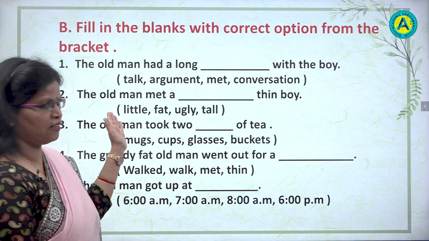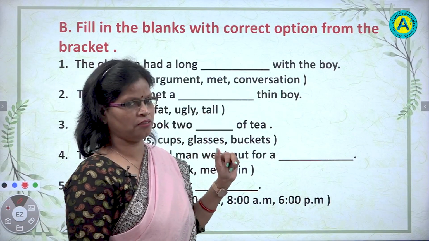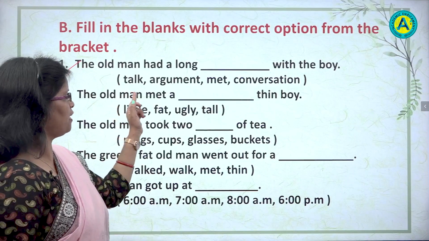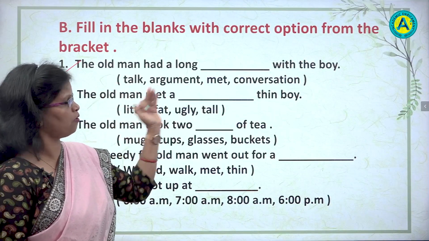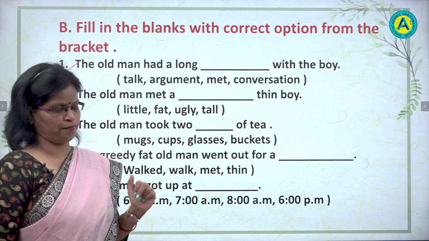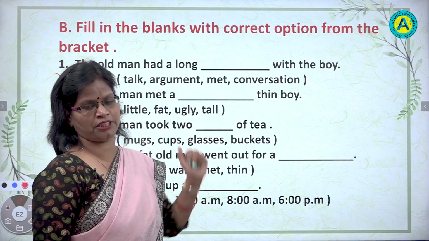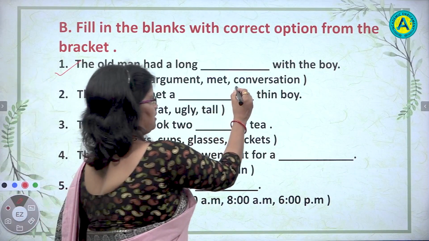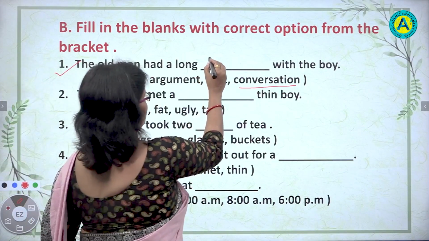Now students, let's do some more exercises. Fill in the blanks with the correct option from the bracket. The first question is, the old man had a long dash with the boy. Here we have been given 4 options and you have to choose the right option to fill up that gap. The options are talk, argument, mate, conversation. Which one is correct? Conversation. Yes, this is the correct one. The old man had a long conversation with the boy.